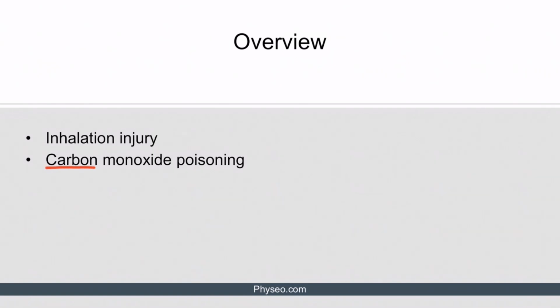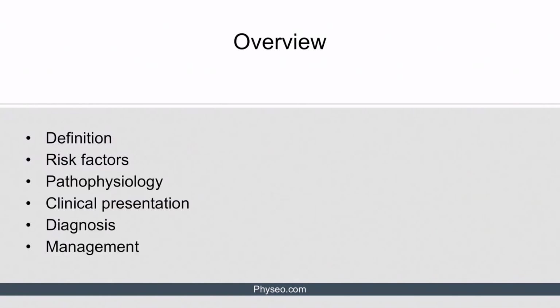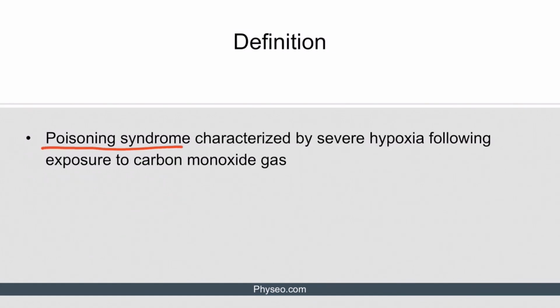We will now cover carbon monoxide poisoning. Our format for covering carbon monoxide poisoning will again start with definition. Carbon monoxide poisoning is a syndrome that is characterized by severe hypoxia after a patient has been exposed to carbon monoxide gas. On the next slide, we'll highlight some common causes of exposure to this toxic gas and also help you remember that this gas is tasteless and odorless.